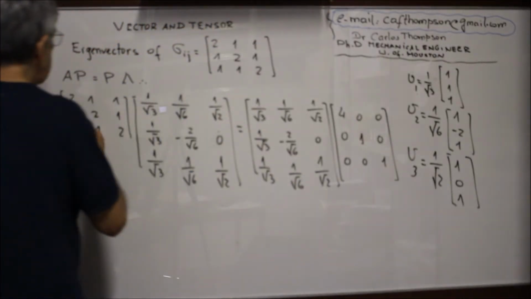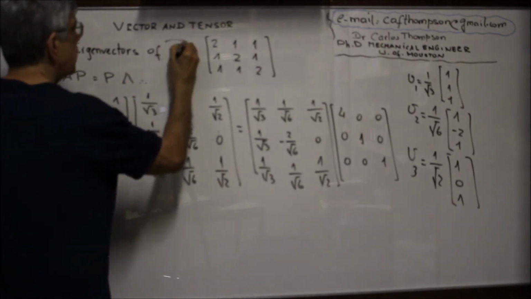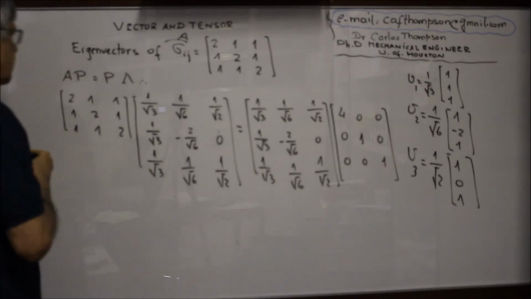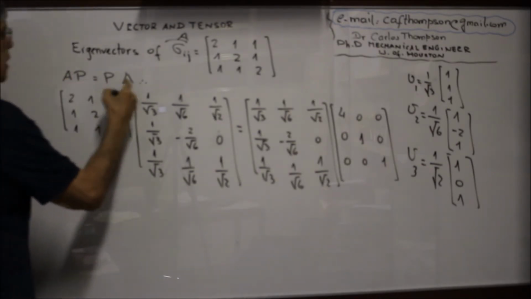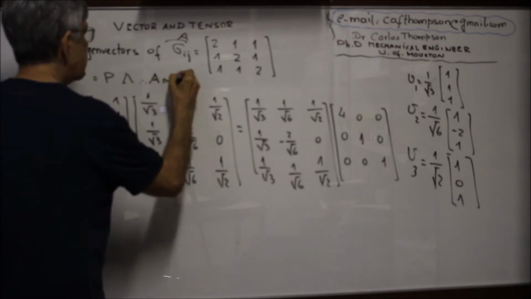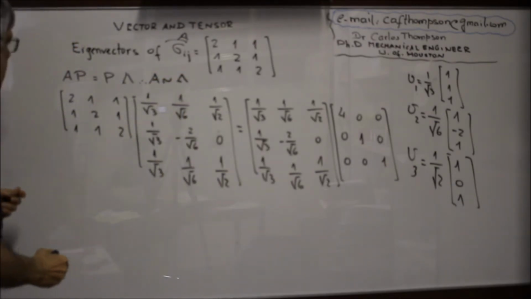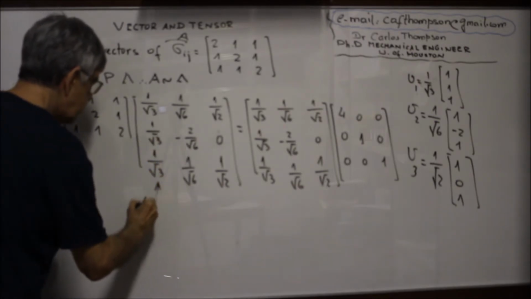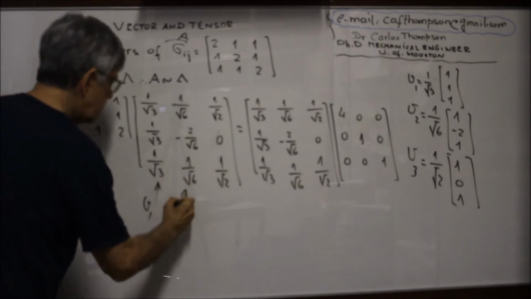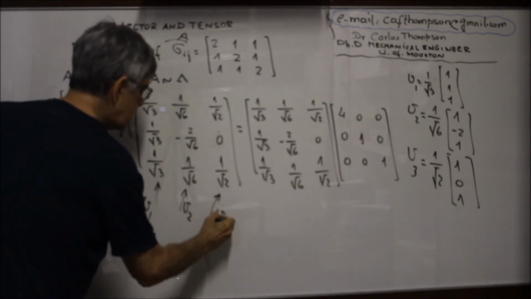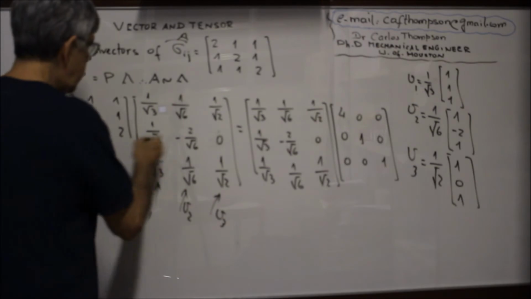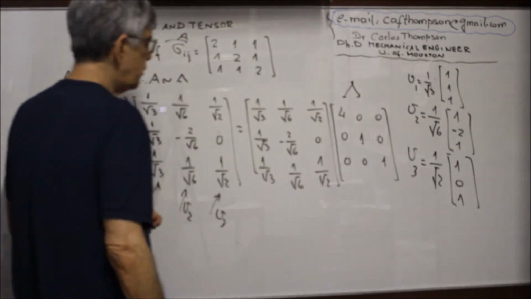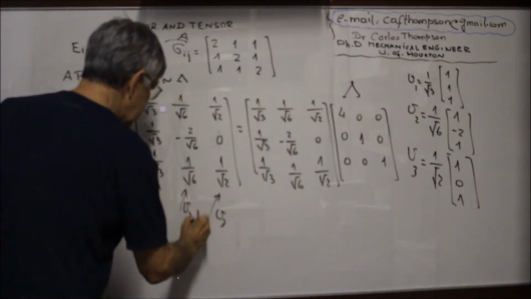So, you see, this is A. AP is equal to P capital lambda. This is A and lambda. A is similar to lambda, you see? Now, AP, what is P? You see, this column is V1, this column is V2, and this column is V3. Now, AP is equal to P lambda. This is capital lambda here. So this is the matrix P.